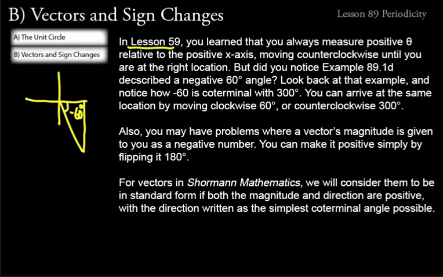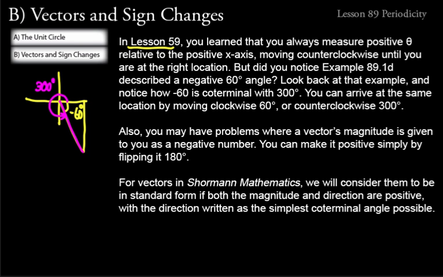Notice how going down in a negative way is coterminal with going around in a positive, counterclockwise direction 300 degrees. Notice how those are the same thing. So we can arrive at this same location by going down 60 degrees, going clockwise 60 degrees, or counterclockwise 300. So just keep that in mind.